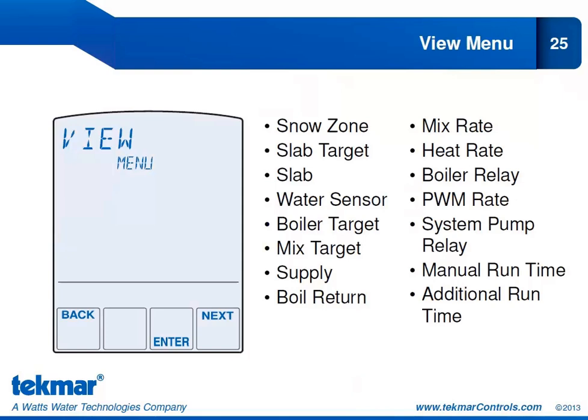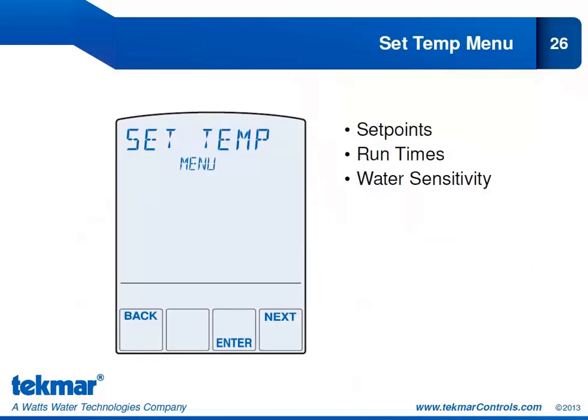So the View menu has a lot of information here, and some of it is particularly useful. I think the water sensor information is very useful to let us know if that sensor is working the way we expect it to. Taking a look at the Set Temp menu. This menu is where you will enter your set points, your run times, and the water sensitivity. And we'll talk about all of those over the next few slides.